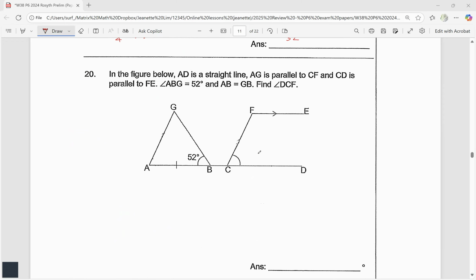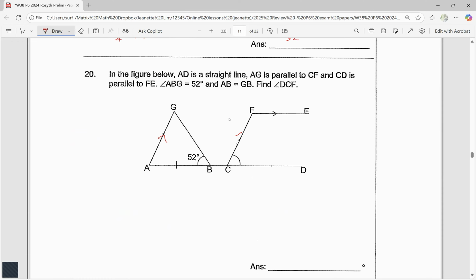Question 20, in the figure below, AD is a straight line. AG is parallel to CF. Okay, let's mark that out. CD is parallel to FE. Then we have 52 degrees. AB equals GB. Okay, we have an isosceles triangle. Find DCF, the angle marked out over there.